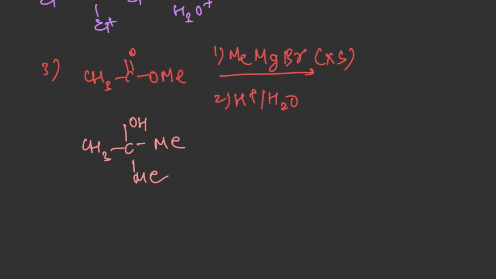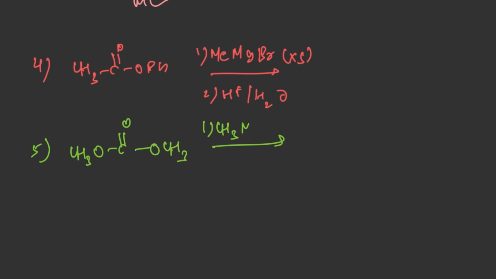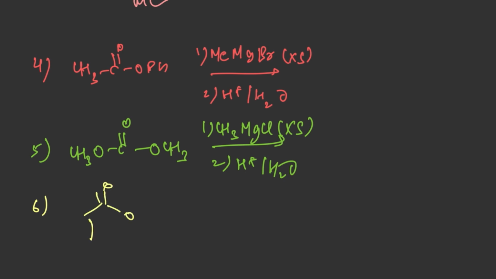Let's talk about the fourth. CH3 C double bond O OPh reacting with first MeMgBr, that is in excess, second H plus H2O. Fifth, CH3O C double bond O OCH3 reacting with first CH3MgCl, which is in excess, second H plus H2O. Sixth, we have this compound reacting with MeMgCl, that is in excess, with H plus H2O.